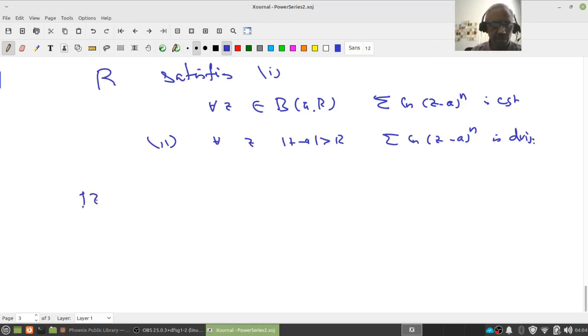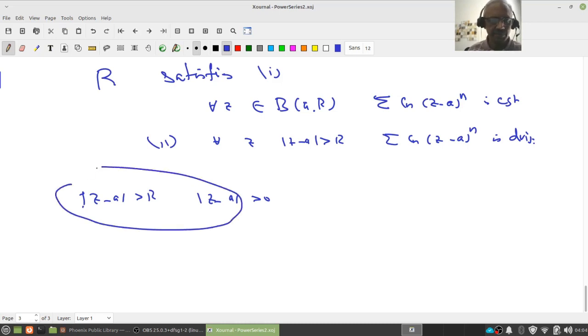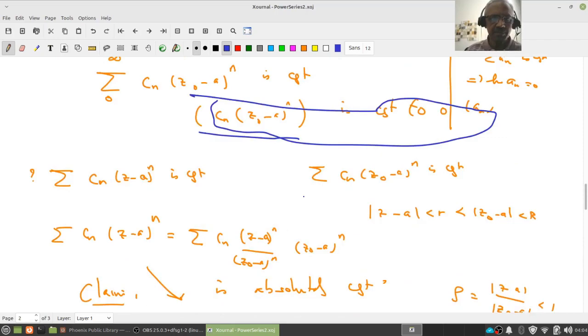Because if mod z minus a is greater than R, then mod z minus a is greater than 0. No, sorry, this is by definition. I take that back. And this is divergent, which was already proved too. Okay, so have you proved the theorem? Go back.